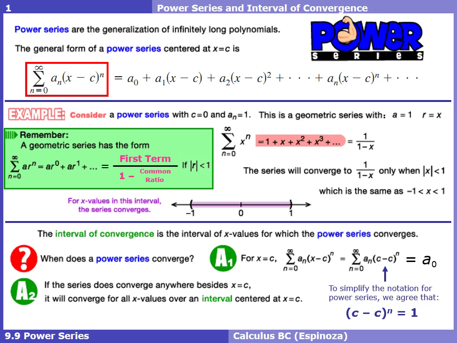In all other cases, though, we're going to have some sort of interval, like you see here above. A power series will converge anywhere besides at x equals c. And that place, or that interval, we're going to call an interval of convergence, which we'll address in the next slide.